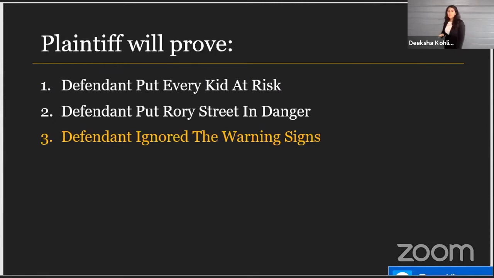In fact, you'll learn today that eventually, when Rory couldn't get up, the defendant walked over to her, yanked her up by her jersey, just to have her knocked down again. Within minutes, Rory Street was dead of heat stroke.